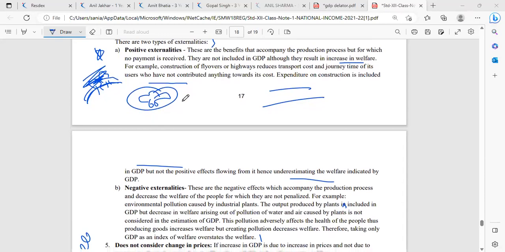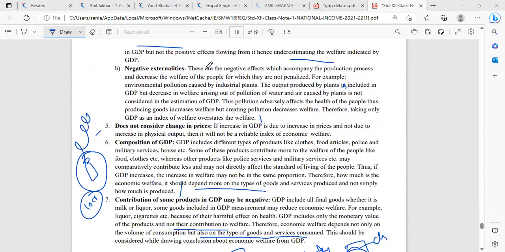Okay, girls, done? Yes, ma'am, I have done the negative externalities. Now I'm writing the negative externalities.